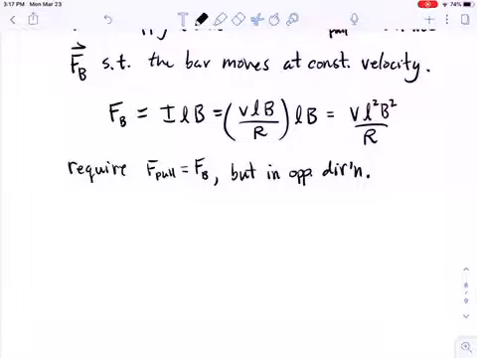Let's do one more thing. One more analysis in this problem, and the type of analysis I want to do is an energy analysis.